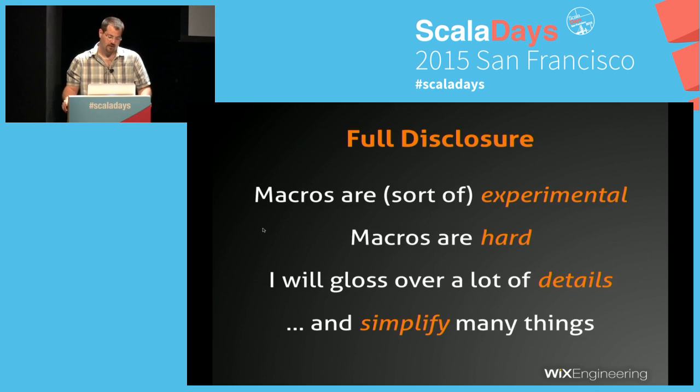Before we actually get into the nuts and bolts of things, you should realize that first off, macros in Scala are still marked as experimental. The fact of the matter is that they've been around since Scala 2.10, so for the last couple of years, and they are still considered experimental, but are not really.